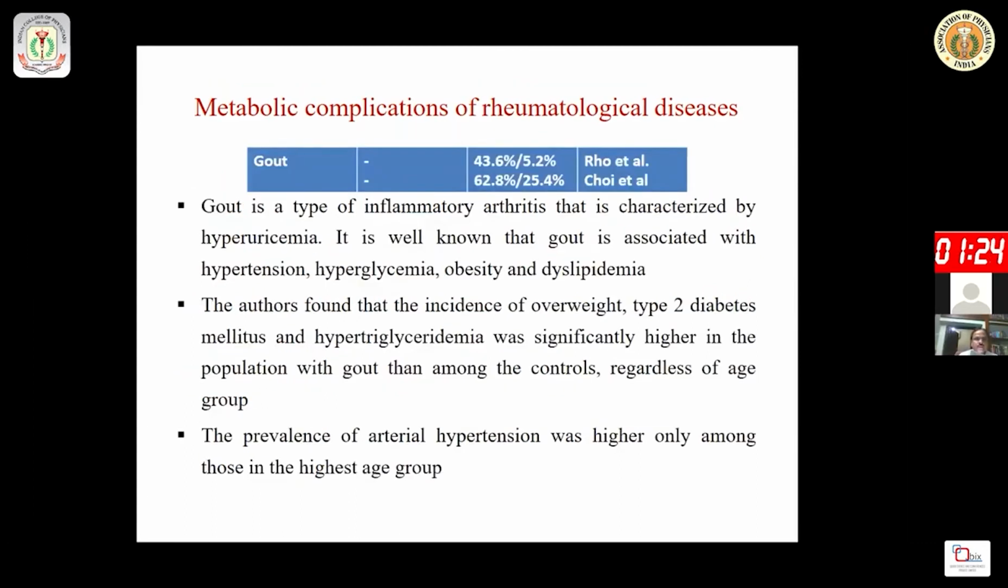So gout is a simple inflammatory arthritis characterized by hyperuricemia, commonly associated with hypertension, hyperglycemia, obesity, and dyslipidemia. Authors found that overweight, type 2 diabetes, and hypertriglyceridemia are significantly higher in the population with gout than control, regardless of the age group. The prevalence of arterial hypertension is higher only among those in the highest age group. So metabolic complication in gout, 43 to 62% in comparison to control, is very high in case of gout. Next.